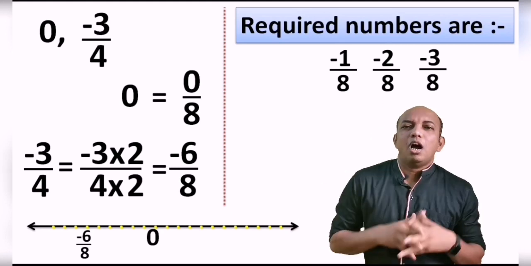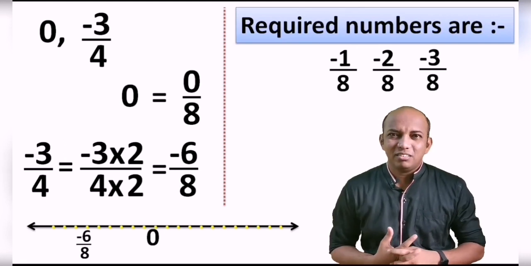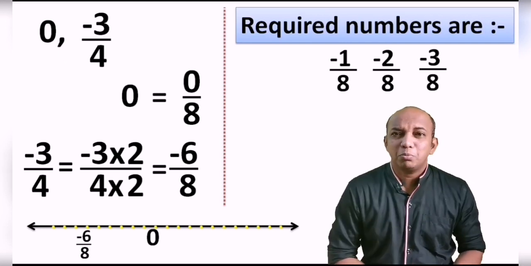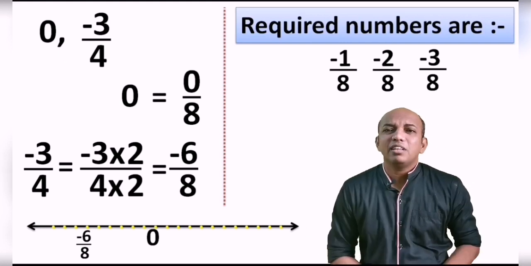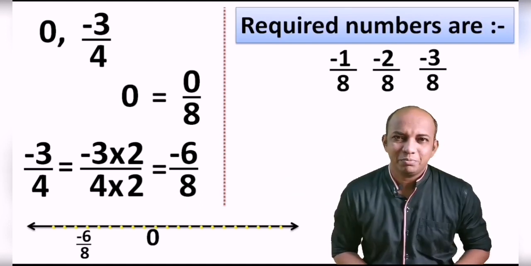I hope you have understood how to calculate the numbers lying between two rational numbers. The way I told you, between like fractions it is much easier, and between unlike fractions you just have to convert them into like fractions and then write the answer.